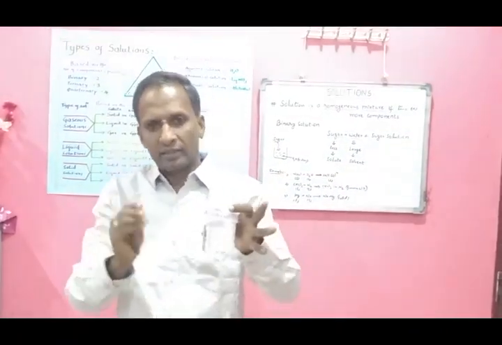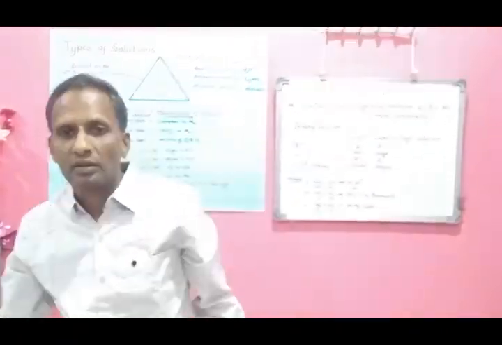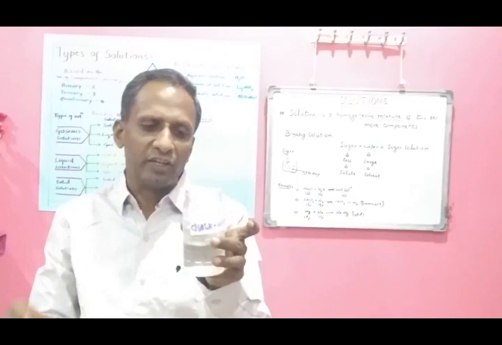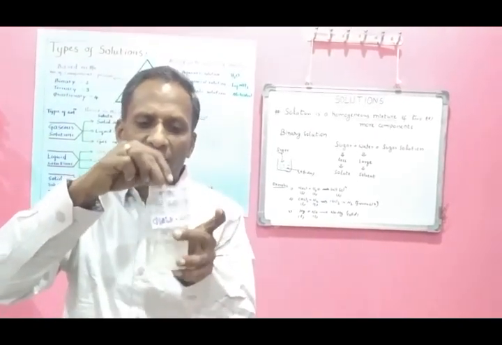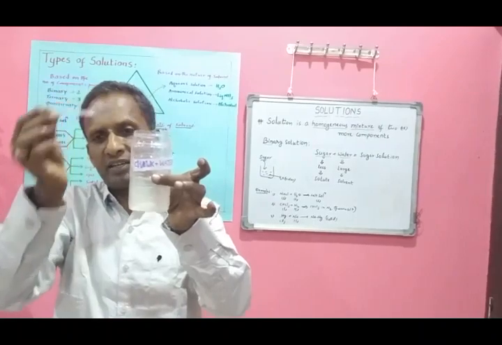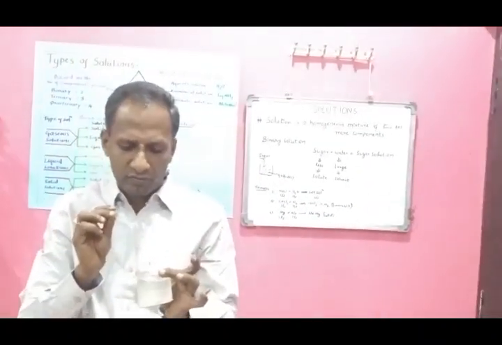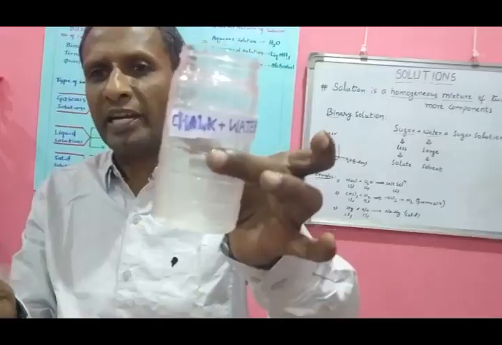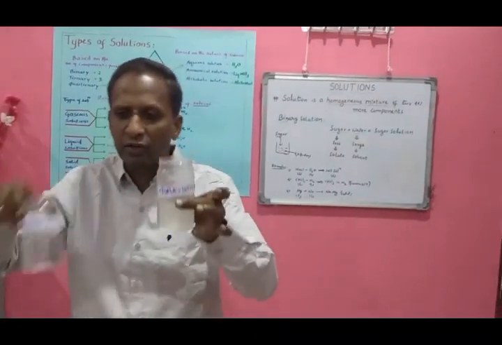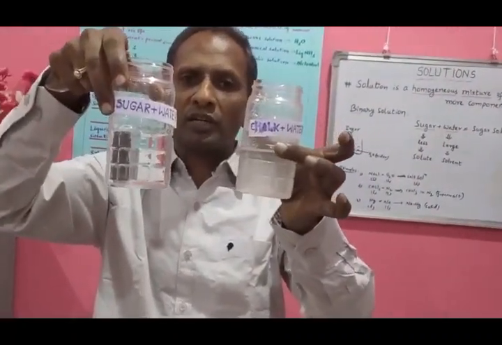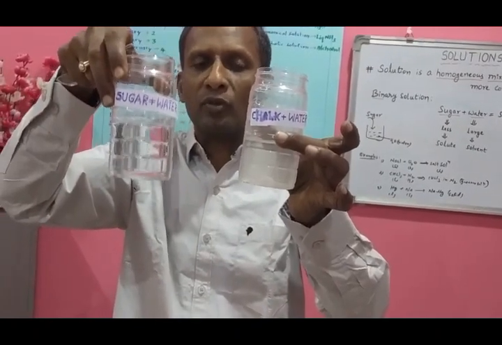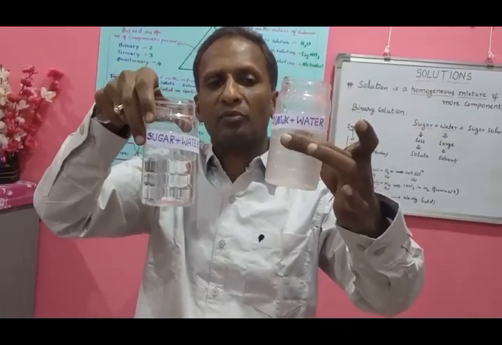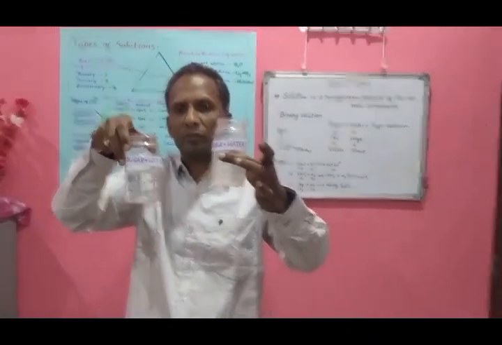Now let us consider a heterogeneous mixture. When we dissolve chalk dust in water, it may not be transparent and we can find the chalk particles in the resultant mixture. This is the main difference between homogeneous and heterogeneous mixtures. Sugar plus water is an example for a homogeneous mixture. Chalk dust plus water is an example for a heterogeneous mixture.